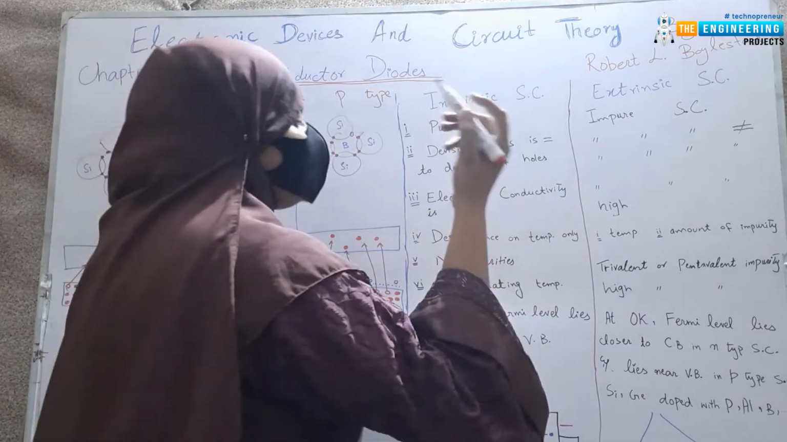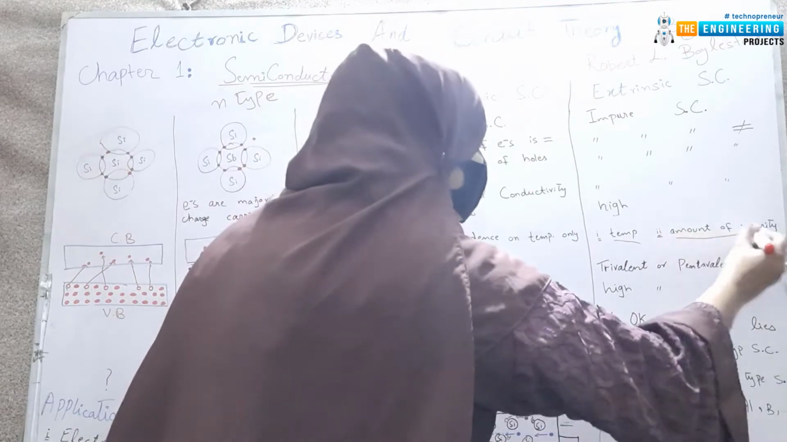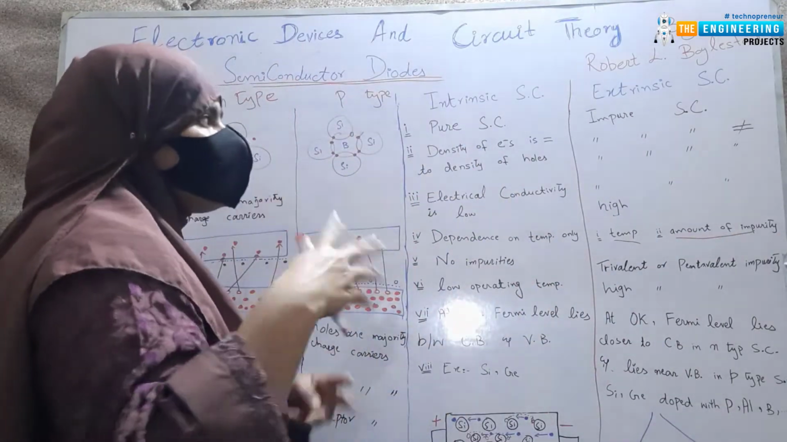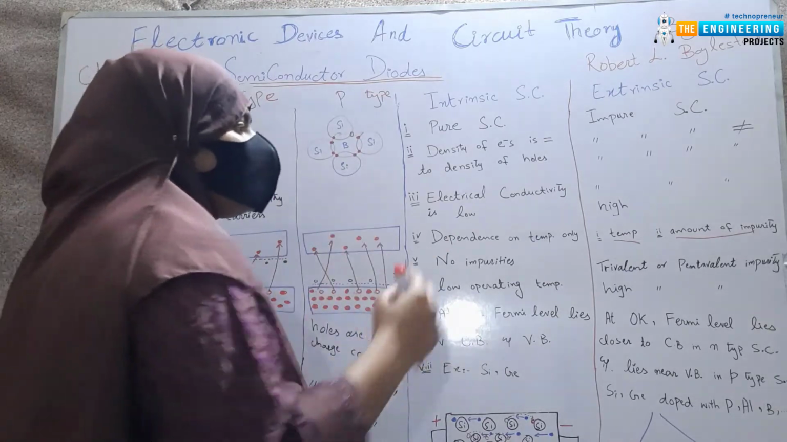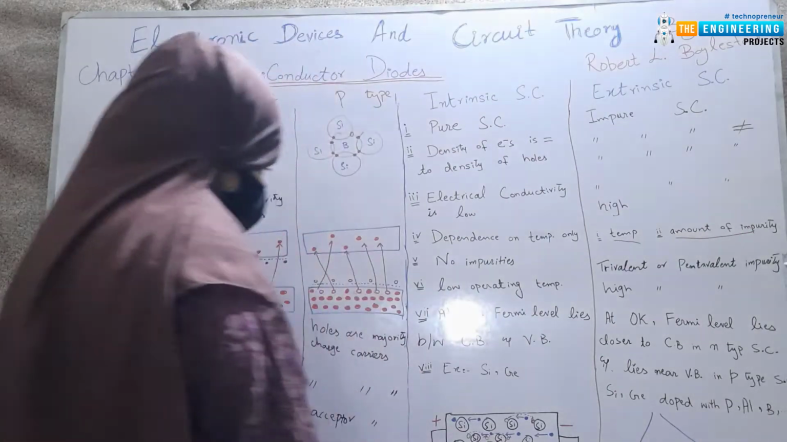So, they depend upon temperature. And number 2, amount of impurity. Their dependence is upon 2 factors, which will control their dependence. Number 1 is the temperature. Number 2 is the amount of impurity.